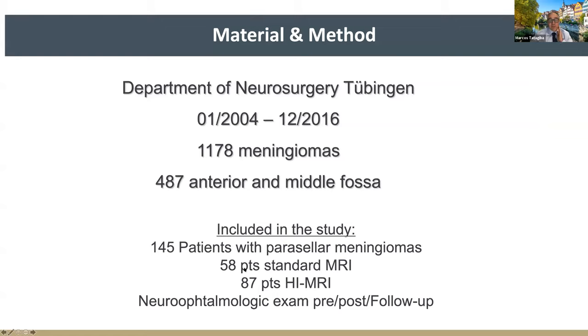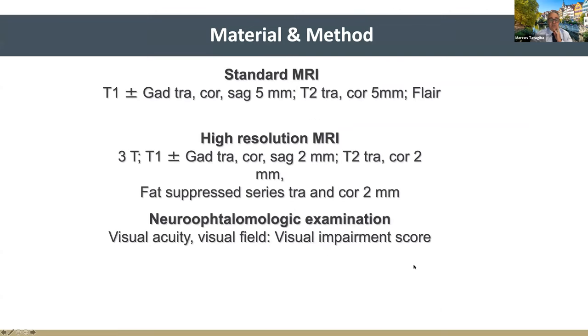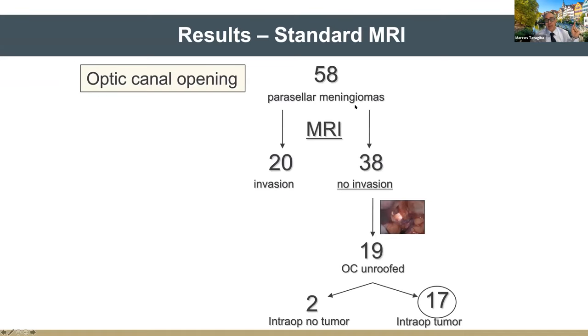You see here, we included 145 patients. This is the group with standard MRI I've shown to you. And then there is a new group with 87 patients who received the high resolution MRI and neuro-ophthalmological examination in all cases. We did also thin slices through the orbit and we used fat suppressed series with and without contrast. Look, the first group I've shown to you, in 19 of the 38 cases, we opened the canal and we found tumor in 17 cases.